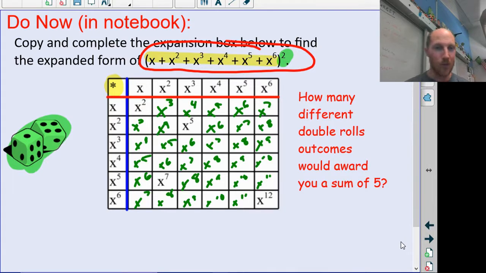All right, well, when finished, it should look something like this. So when we're multiplying, those exponents are going to add.